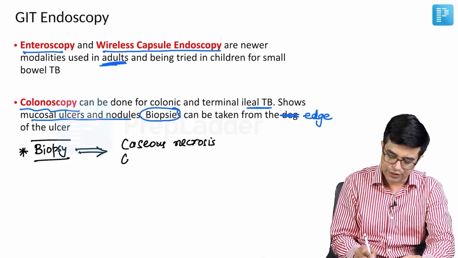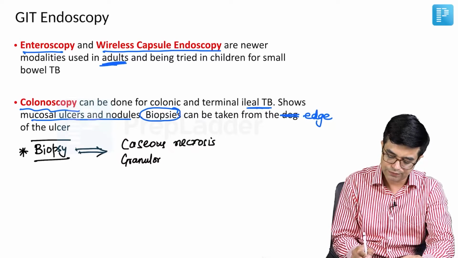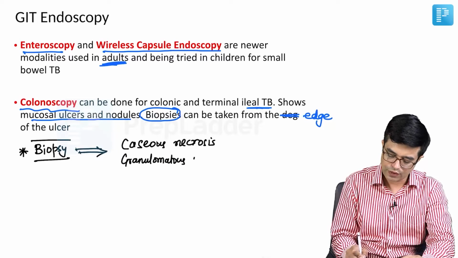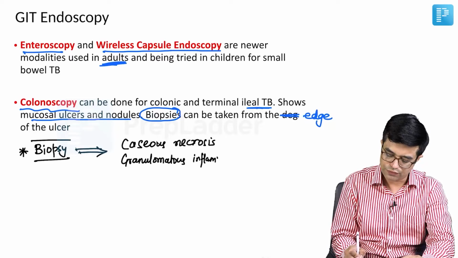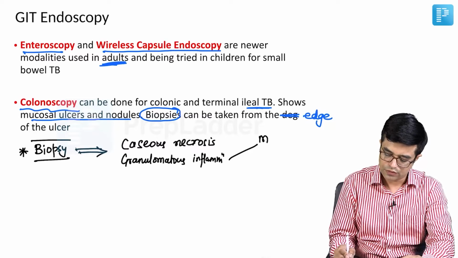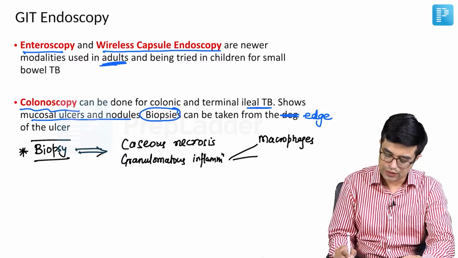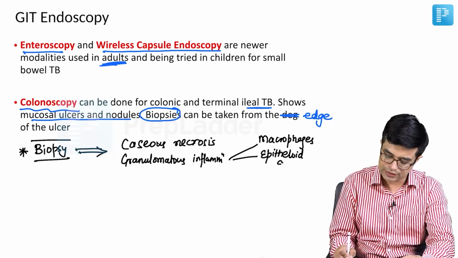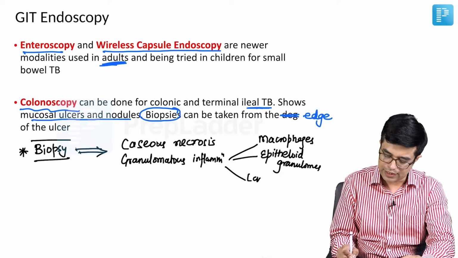There will be granulomatous inflammation composed of macrophages, epithelioid granulomas, and Langhans type giant cells.